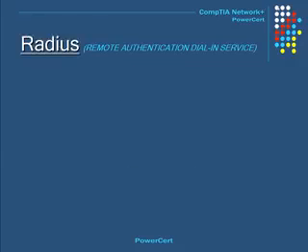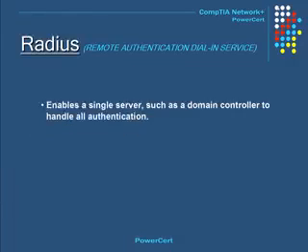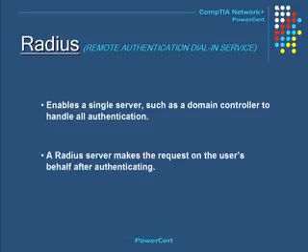Now, Radius is a protocol that enables a single server, such as a domain controller, to handle all authentication. It allows a company to store user access data in a central location. Users log into the Radius server, and that makes the request on the user's behalf after authenticating.